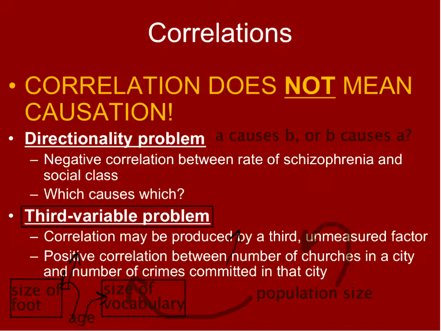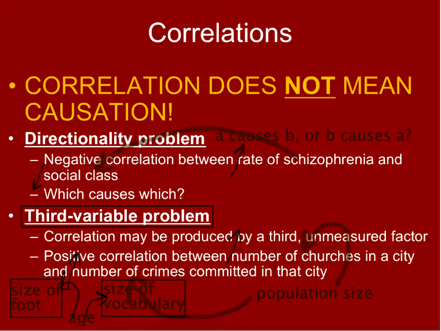Okay. Here's an example built into the slide. Negative correlation between rates of schizophrenia and social class. We see higher rates of schizophrenia in folks who are in lower social classes. Okay. Could it be that the schizophrenia, seeing and hearing things that aren't present, having delusional beliefs and those sorts of things, cause you to land in a lower social class? Is that possible?